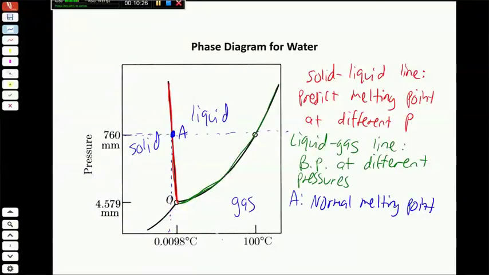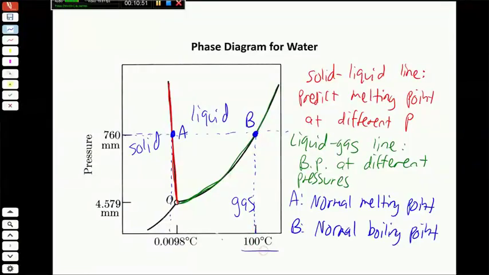And then this other point here on the diagram, where the liquid gas line crosses 1 atmosphere, that's going to be our normal boiling point. I'll label that as B. So if we see the temperature value that corresponds to that point, that'll give us the normal boiling point for the substance, which we know for water is 100 degrees Celsius.